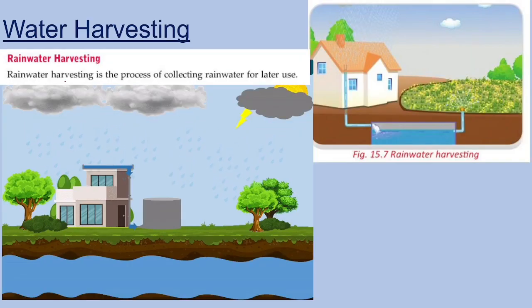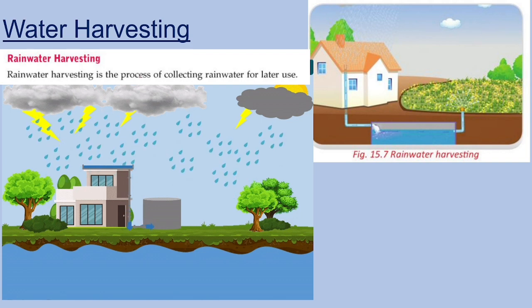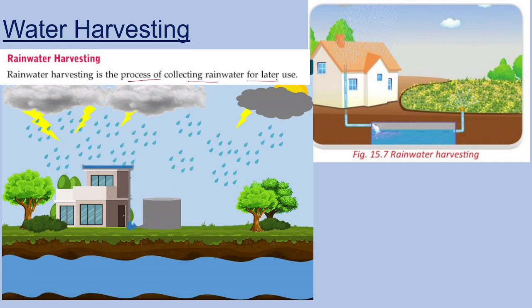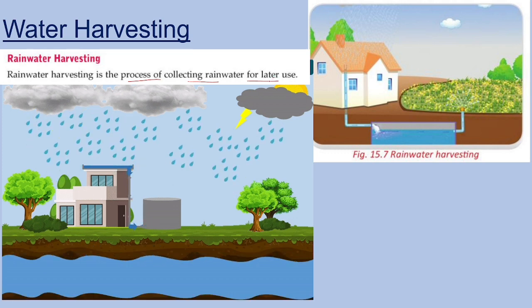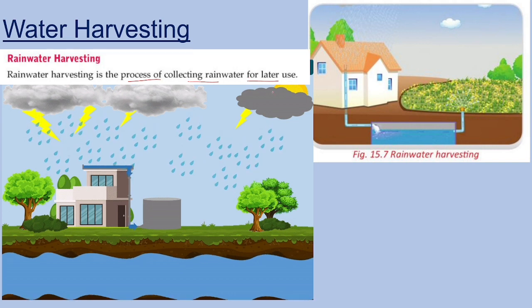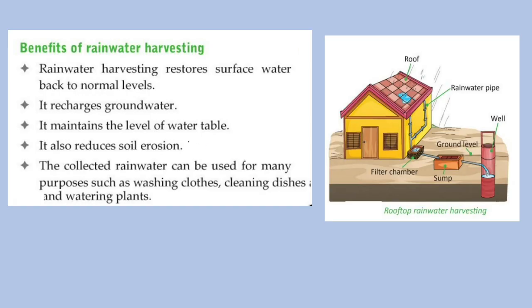What is water harvesting? As I have told you in the previous slide, rainwater harvesting is a process of collecting rainwater for later use. So what is rainwater harvesting? Rainwater harvesting is a process of collecting rainwater for later use. There are various types or methods of rainwater harvesting. So what are the benefits of rainwater harvesting?